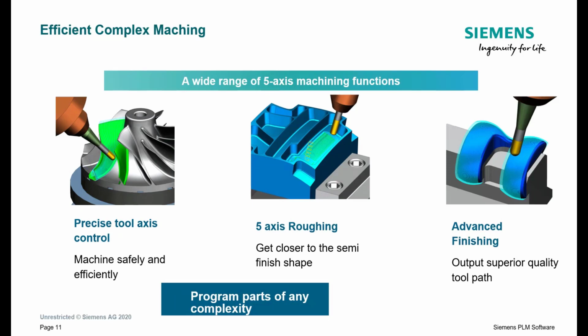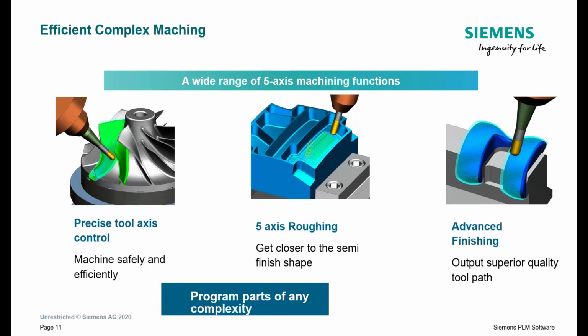The advanced finishing strategies let you machine high quality parts that not only meet the specification but also have superior surface finish. NX provides smooth tool paths that can follow the natural shape of the part while maintaining the desired tool axis angle that lets you machine better quality parts at higher feed rates.